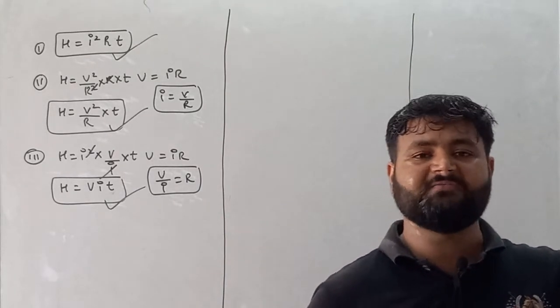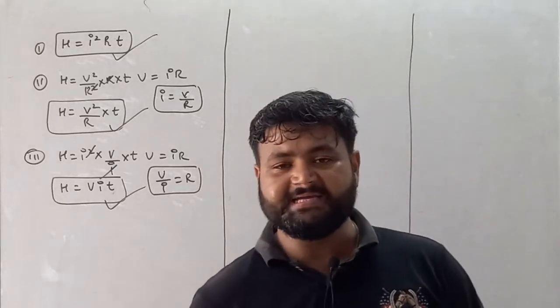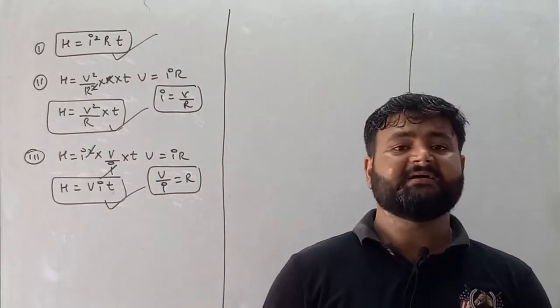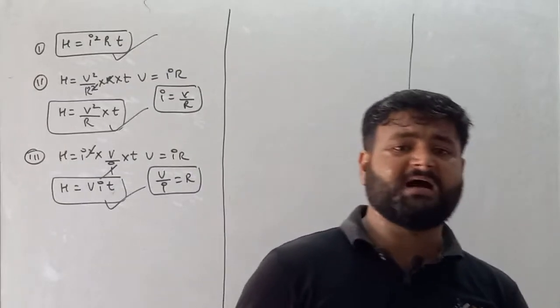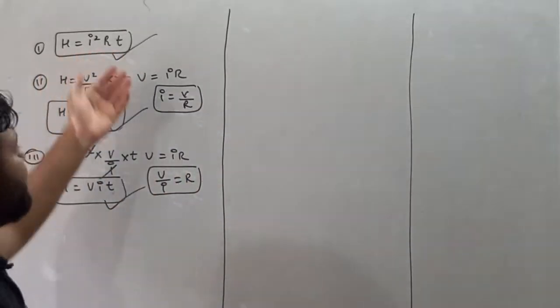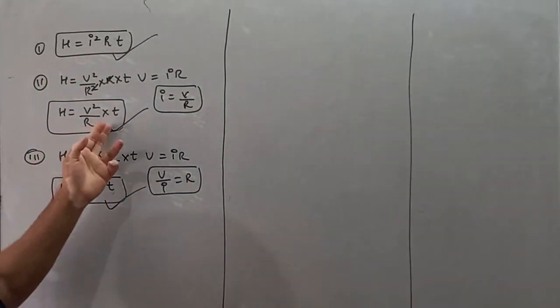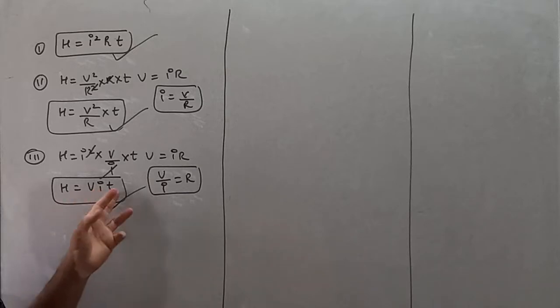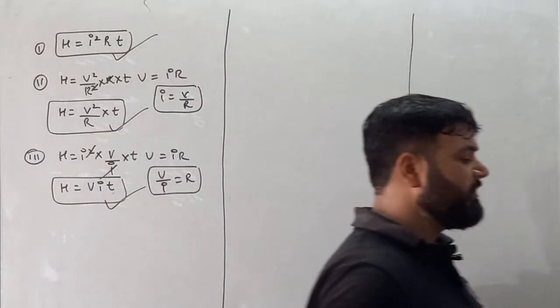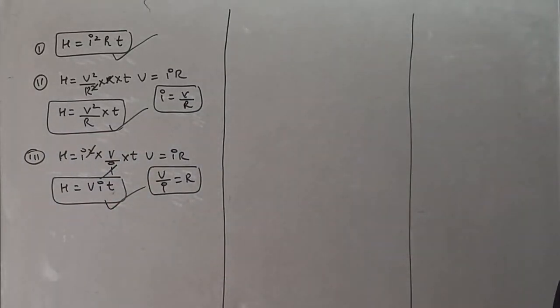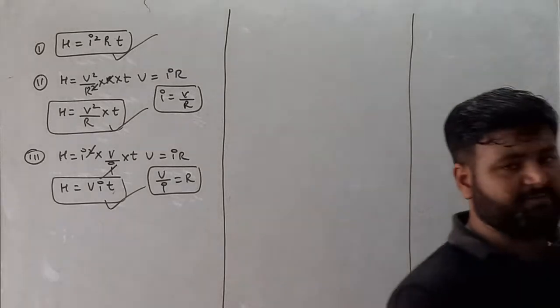The resistor always dissipates heat, or we can say the resistor dissipates heat by the following equations: H = I²RT, or V²/R × T, and H = VIT. Now write down the next topic. It is power. Power.